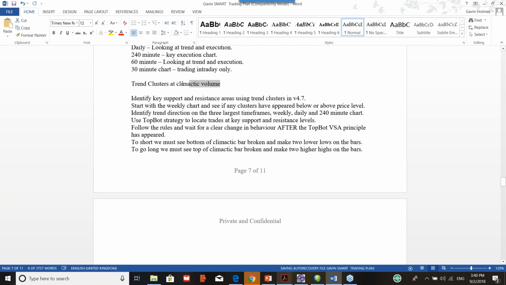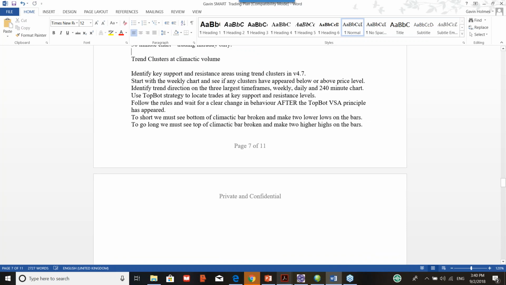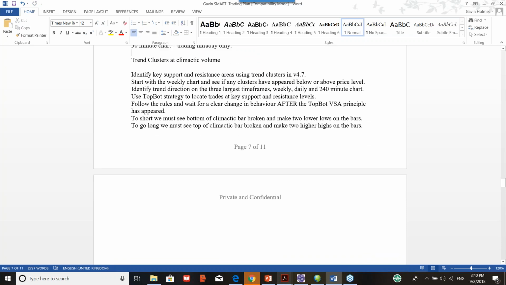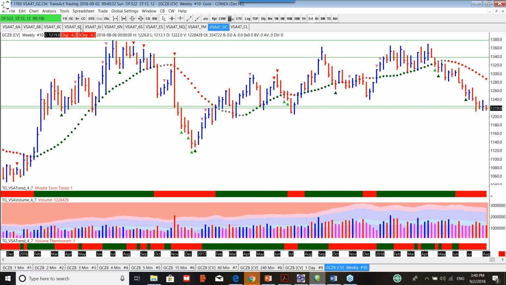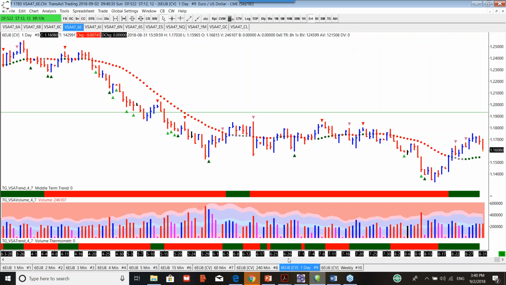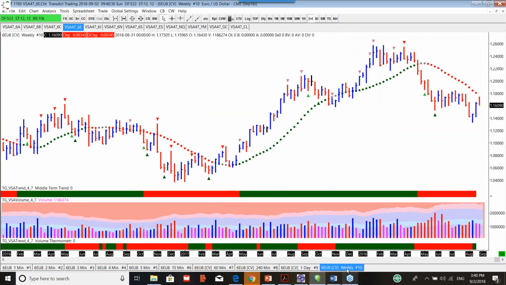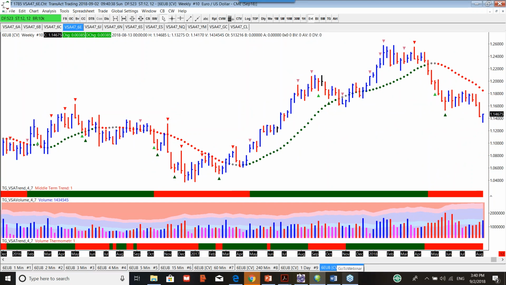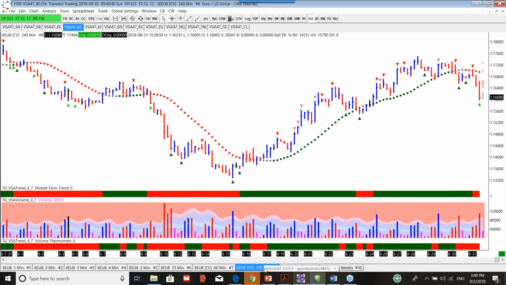Now, we've added this in because we've now got trend clusters, a very important part of 4.7, the new version of Trade Guider. So identify key support and resistance areas using the clusters. Start with the weekly and see if any clusters have appeared below or above the price level. So if we go to the euro, go to the weekly, and see if there's any clusters on there. Nothing on the weekly. Go to the daily. Nothing on there at the moment.